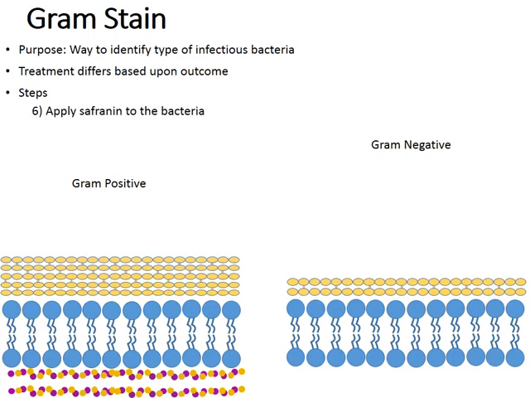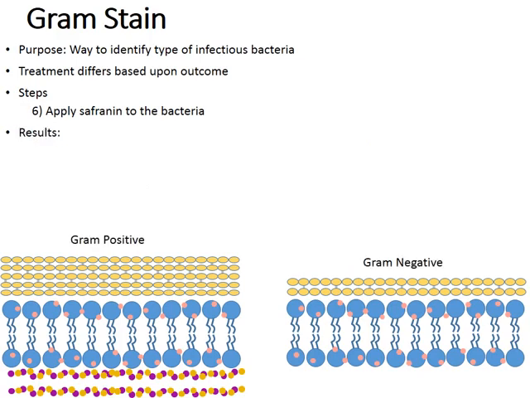So the next step is to apply a reddish colored molecule, a dye called safranin. And so here's safranin being added, and what happens is the red pinkish safranin molecules pass through the cell wall and actually bind with the lipids of the phospholipid bilayer. And so now we can actually see the results of a gram stain underneath the microscope.